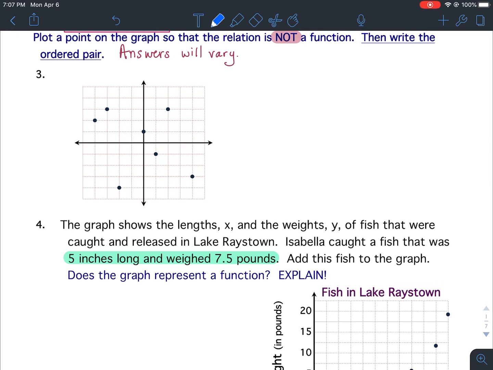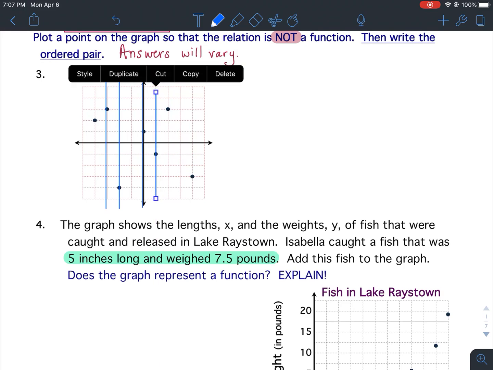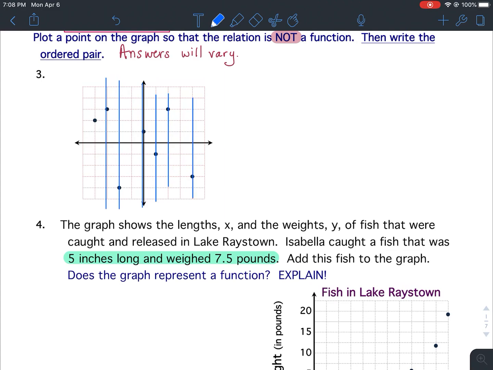In other words, they want you to plot a point on this graph so it would fail the vertical line test. Remember, in order to be a function, it must pass the vertical line test. So if we want it to not be a function, then we want to plot a point so it fails the vertical line test. In other words, I could put a point anywhere on this line, anywhere on this one, anywhere here, here, here or here. So I could put a point anywhere on those except for where the point already is, and it would then make it fail the vertical line test.